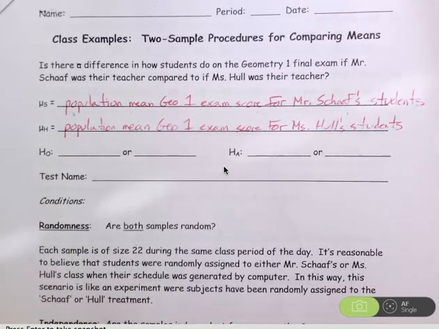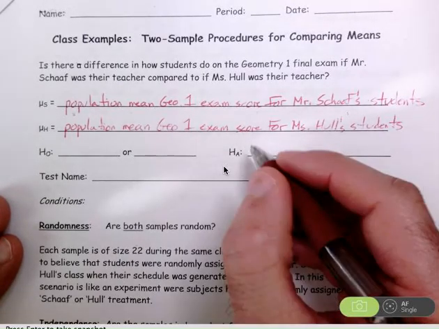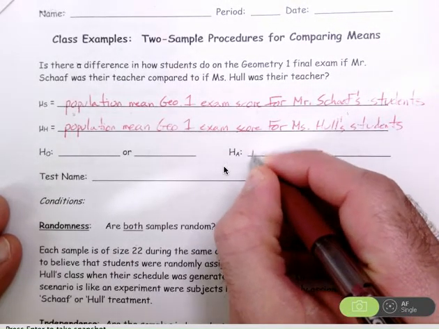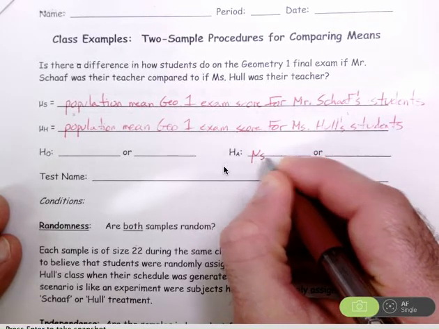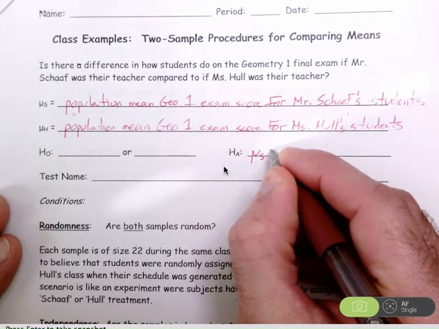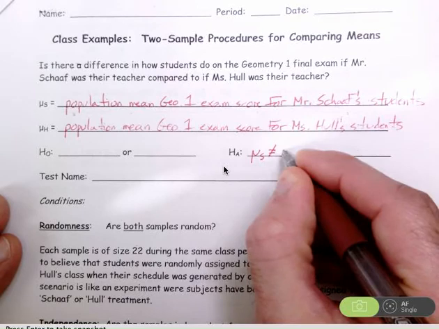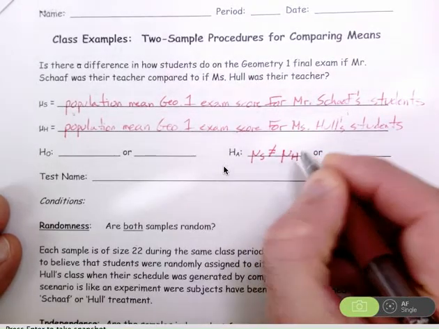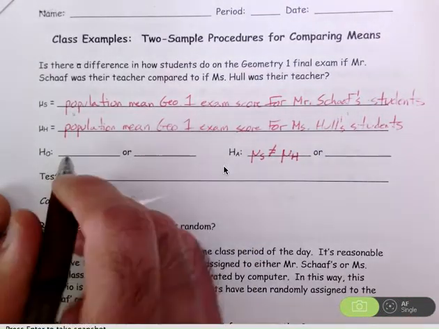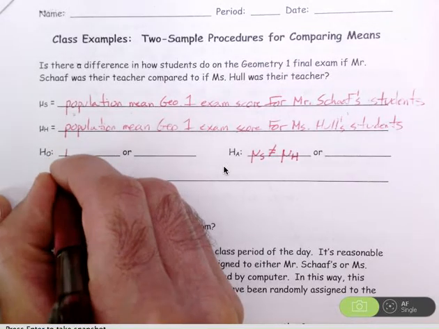And the second thing, like any other statistical test then, is you want to create your null and alternative hypotheses. So what I'm interested in testing is the following relationship. Is there a difference between my true mean and Ms. Hull's true mean? So the alternative that I'm testing is: is Mr. Schaff's population mean different from Ms. Hull's? So the null hypothesis then would indicate that there is no difference, so those two means are the same.